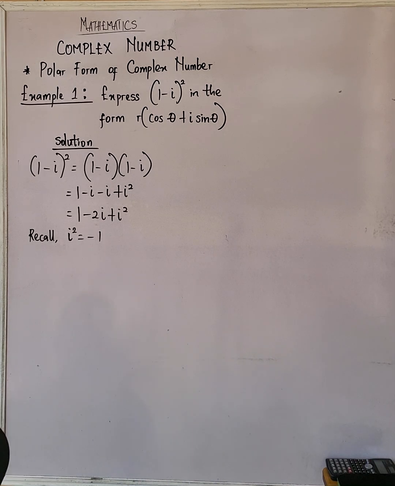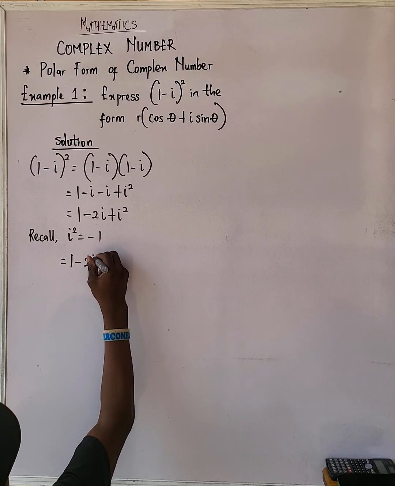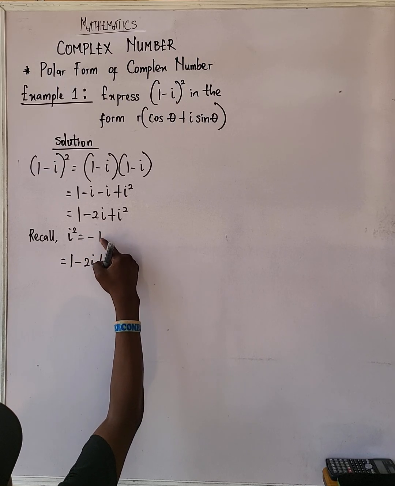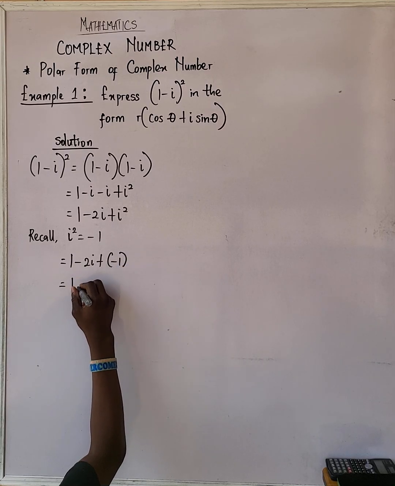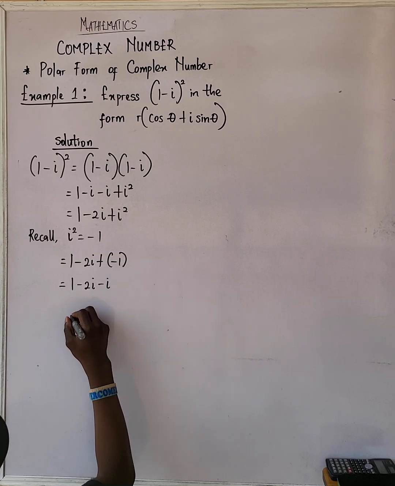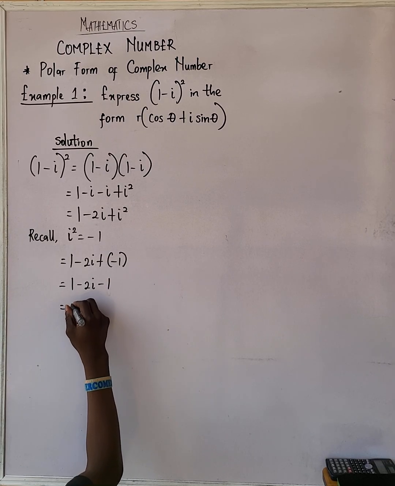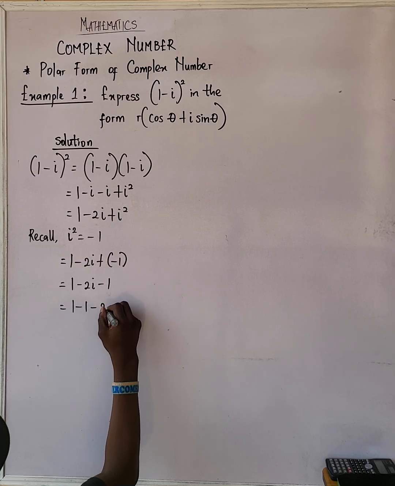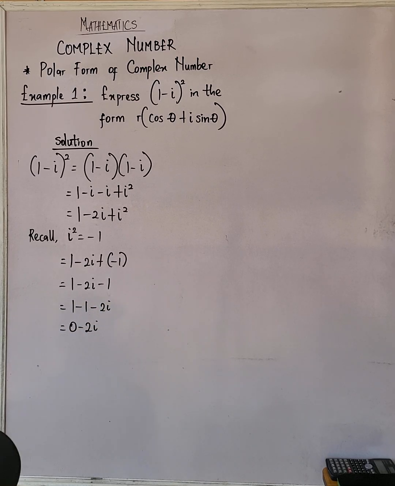Now let's go. So what are we going to have? We have 1 minus 2i, then plus i squared, and i squared is now minus 1. So we have 1 minus 2i, plus times minus will give us minus 1. When we collect like terms, that will be 1 minus 1 minus 2i. So that will give us 0 minus 2i.